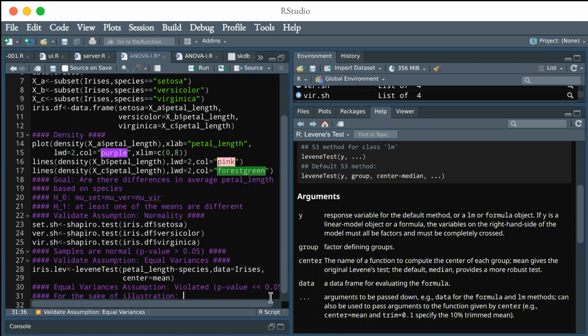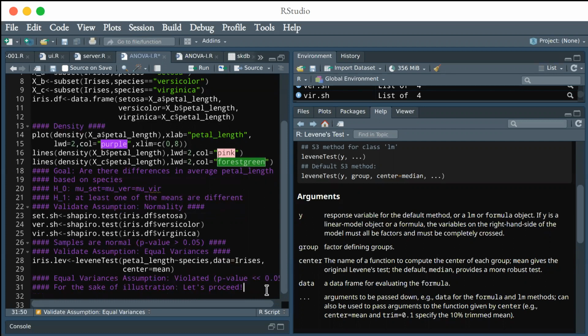we're ignoring it? Yep, just for the sake of illustration, let's assume that the assumptions hold true. Let's proceed. Let's just keep going. In practice, you can't do this. FYI. I won't tell anyone. Okay.